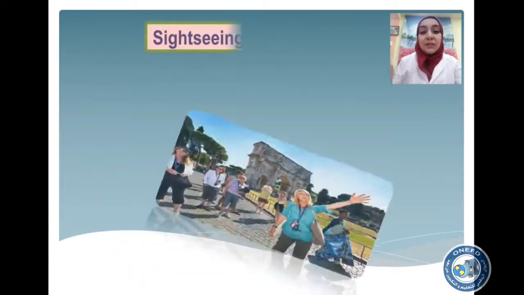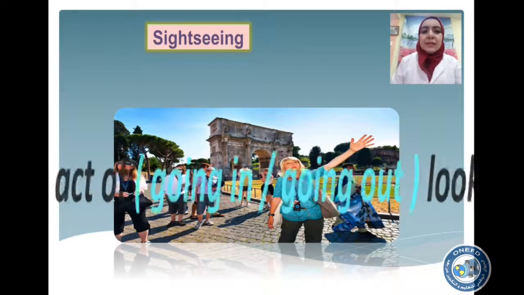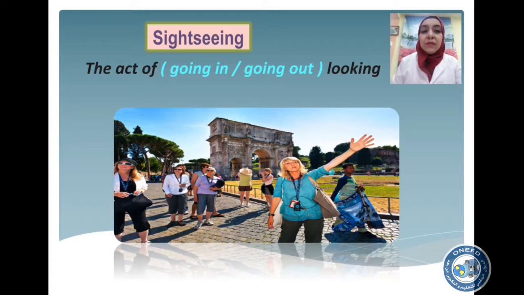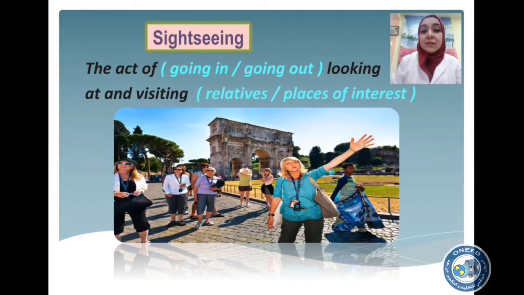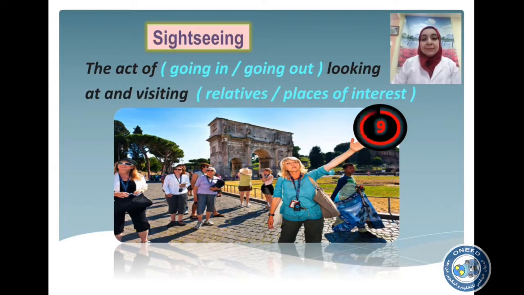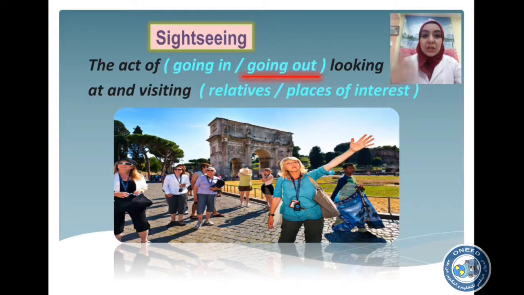Yes, the second word is sightseeing. What is sightseeing? What is the correct definition of sightseeing? It's the act of going in or going out, looking at and visiting relatives or places of interest. Think about it. Is it going in or going out? Visiting relatives or visiting places of interest? Time is up. Okay. Sightseeing is the act of going out, looking at and visiting places of interest. This is sightseeing. Yes, you can see the photo there.